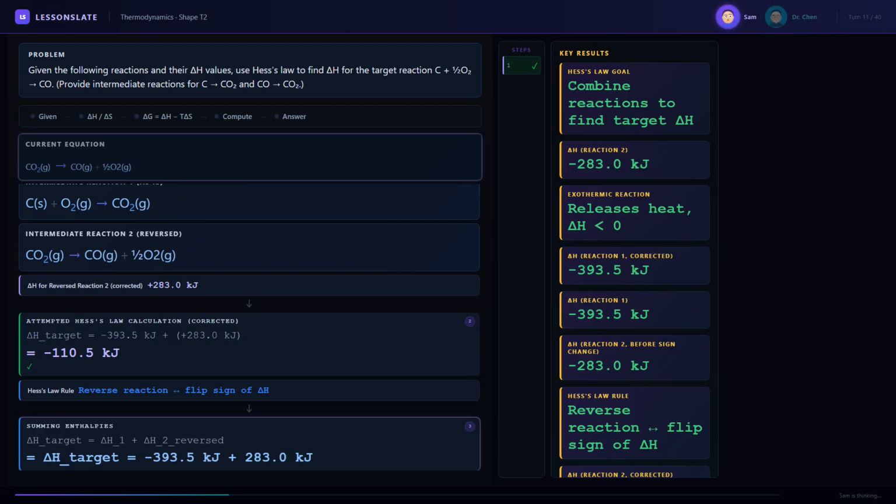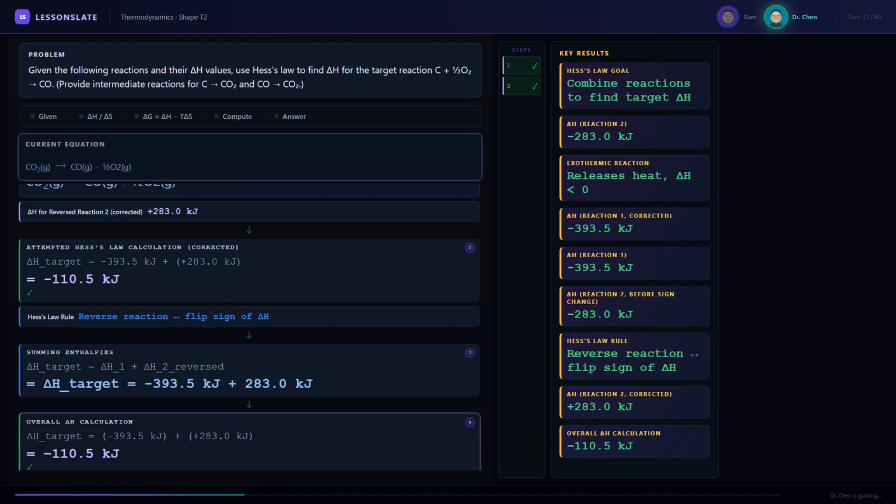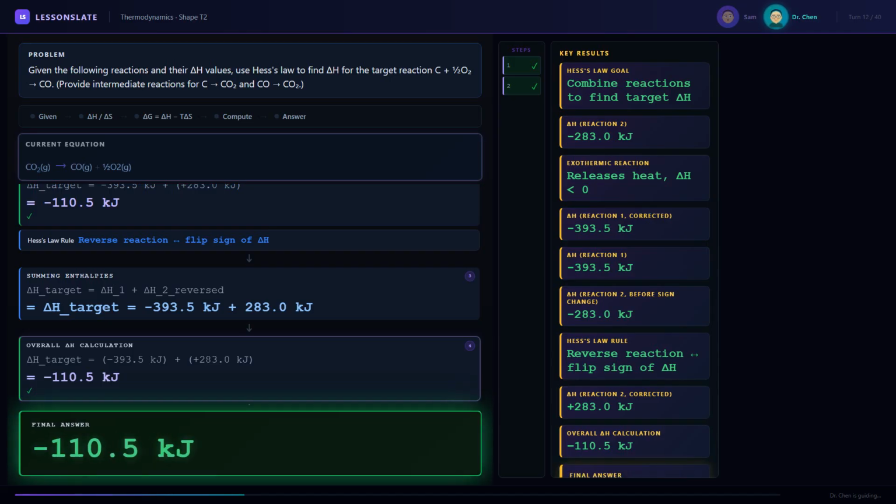Okay, so when I add negative 393.5 kilojoules and plus 283.0 kilojoules, I get negative 110.5 kilojoules. Does that sound like the right delta H for the target reaction, carbon plus 1/2 O2 yields carbon monoxide? Yes, that's absolutely correct, Sam. When you sum the adjusted delta H values, negative 393.5 kilojoules and plus 283.0 kilojoules, you get negative 110.5 kilojoules. That is indeed the delta H for the target reaction, solid carbon plus 1/2 O2 gas yields carbon monoxide gas. Congratulations, you've solved the problem.